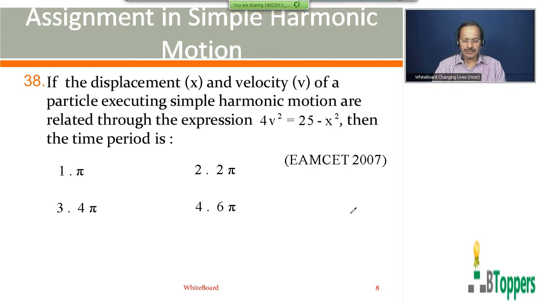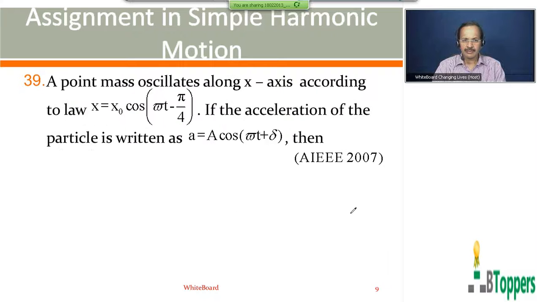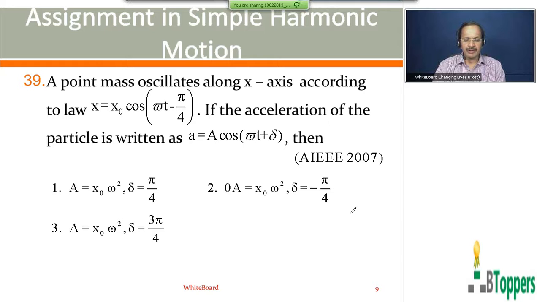So I am going to show the next question on screen. See the question number 39. A point mass oscillates along the x-axis according to the law x equal x naught cos omega t minus pi by 4. The acceleration of the particle is written as small a equal capital A into cos omega t plus delta. Then you are given 4 options here.